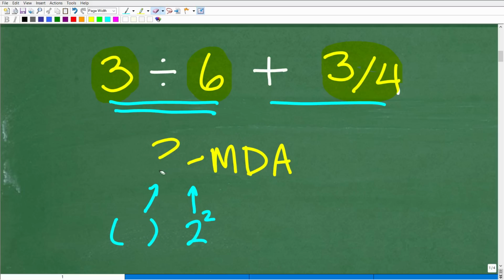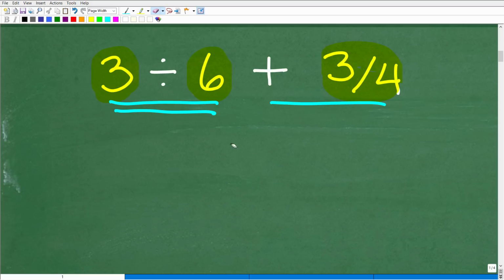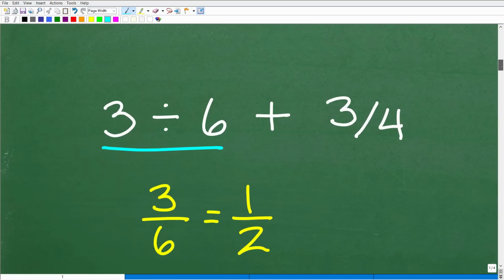Okay, so again, before you start any problem that is dealing with multiple different operations, you have to stop and think, and say, okay, what is my first move? Always think of PEMDAS order of operations. So we're going to start off the problem right here, 3 divided by 6. Okay, so what is 3 divided by 6?